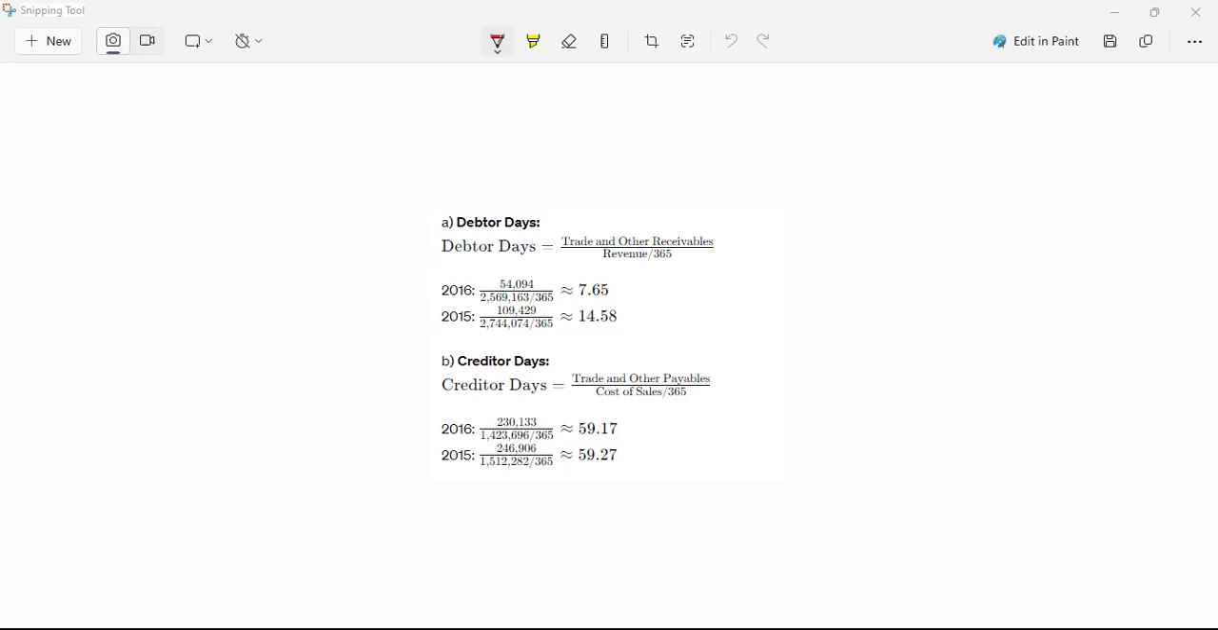So the efficiency ratios overall demonstrate an improvement in debt collection days and also stable, consistent accounts payable days. So this gives a positive picture of Kandolo Limited on working capital management. All right. Are we following?